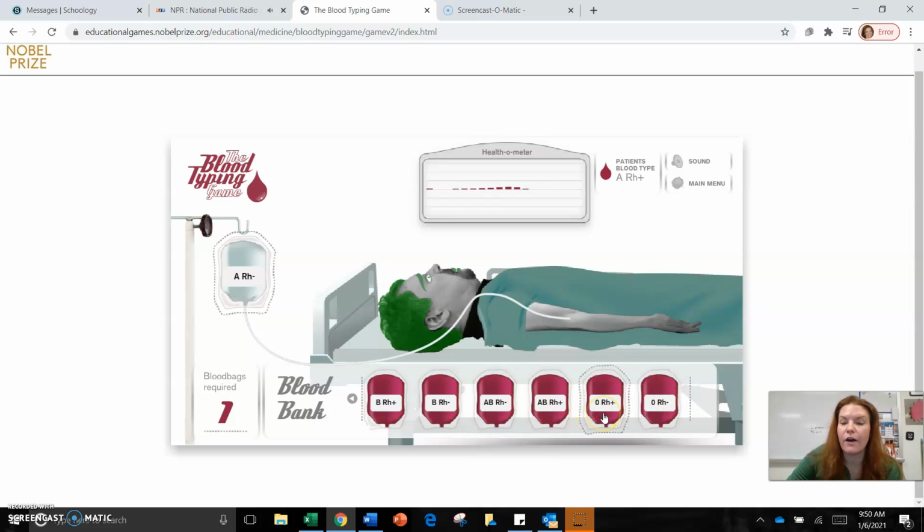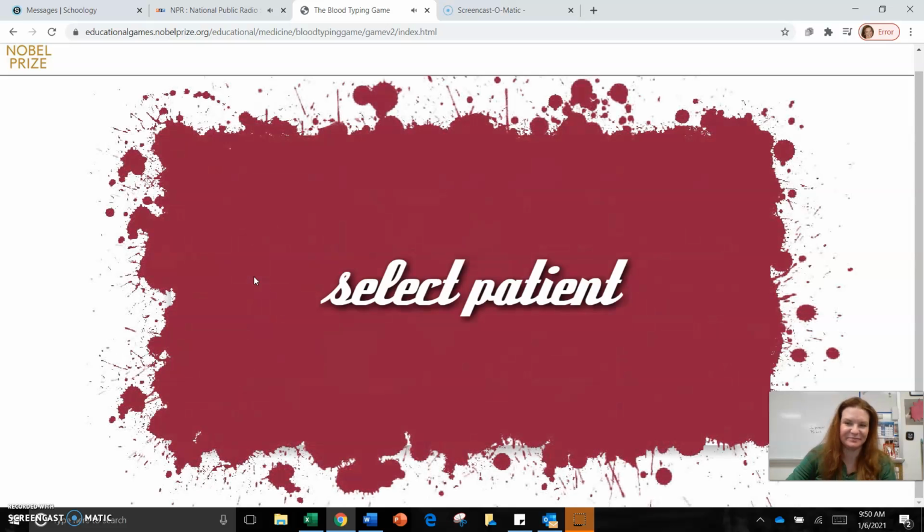Okay, O positive and O negative. Well, he has positives on his blood, so I could give him O positive. And like we've talked about before, everyone can have O negative. But because I gave the last guy O negative, I'm going to give this guy O positive. Let's see if I save him or kill him. Okay, good, we saved him.